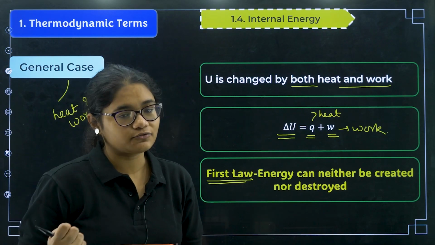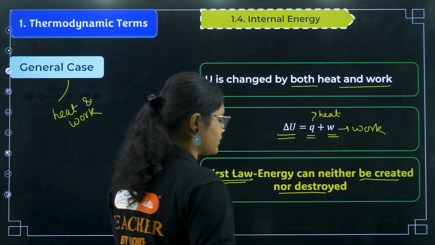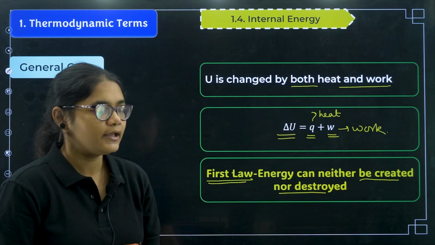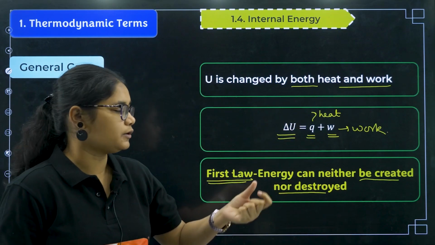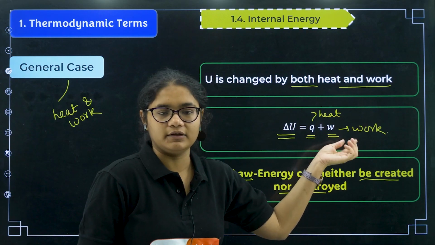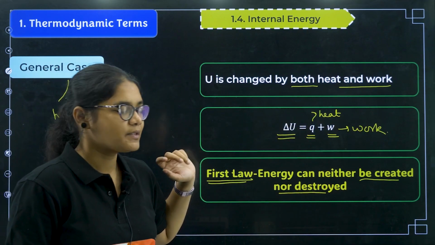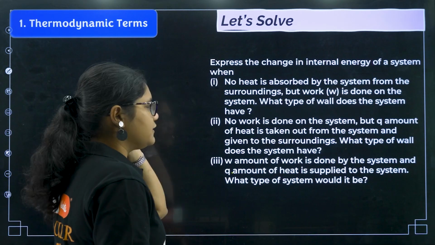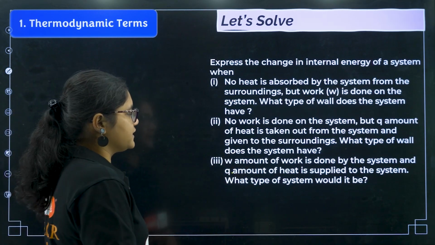What does the first law of thermodynamics say? Energy can neither be created nor destroyed. Energy is constant. So the total energy of the system will be equal to the heat provided or work done on it, heat and work. Clear? That is the first law of thermodynamics. Now we will solve a very interesting question. This will help you to clear all your concepts whatever we have studied.